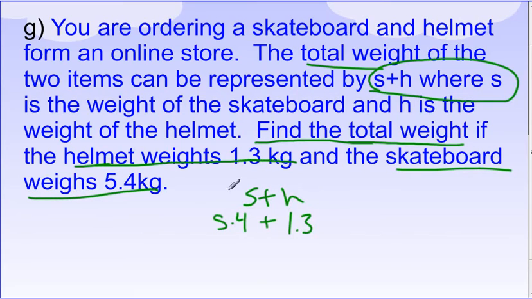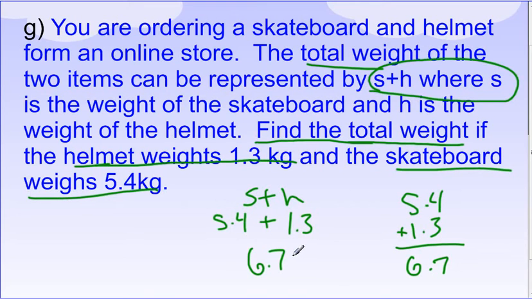Now this is our total weight. So if we add these two things together, we'll get our answer. Well, 5.4 plus 1.3 is 6.7, and our label is kilograms. So we wrote down the expression, we substituted, and then we evaluated. The last thing is to check your answer. Does that make sense? If this guy's carrying his helmet and his skateboard together, do these two things together look to be about 6.7 kilograms? The answer is yeah, that makes sense to me.